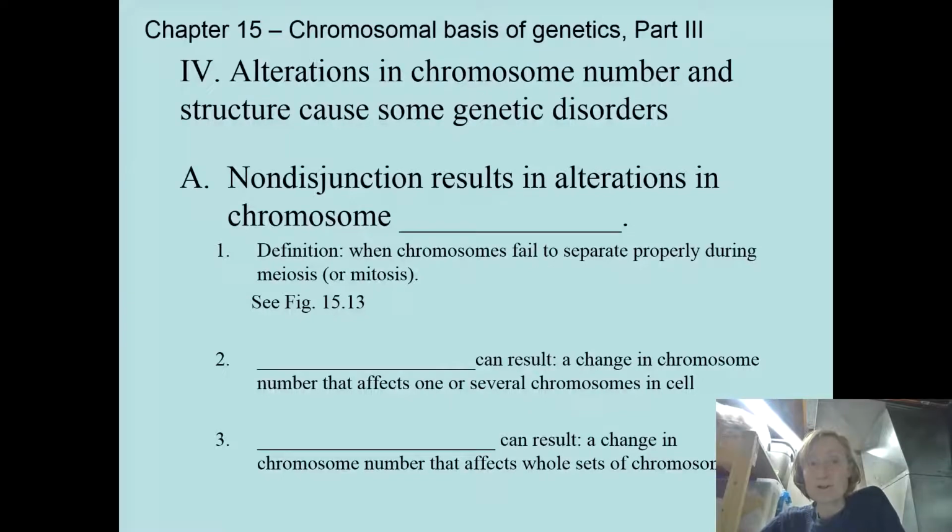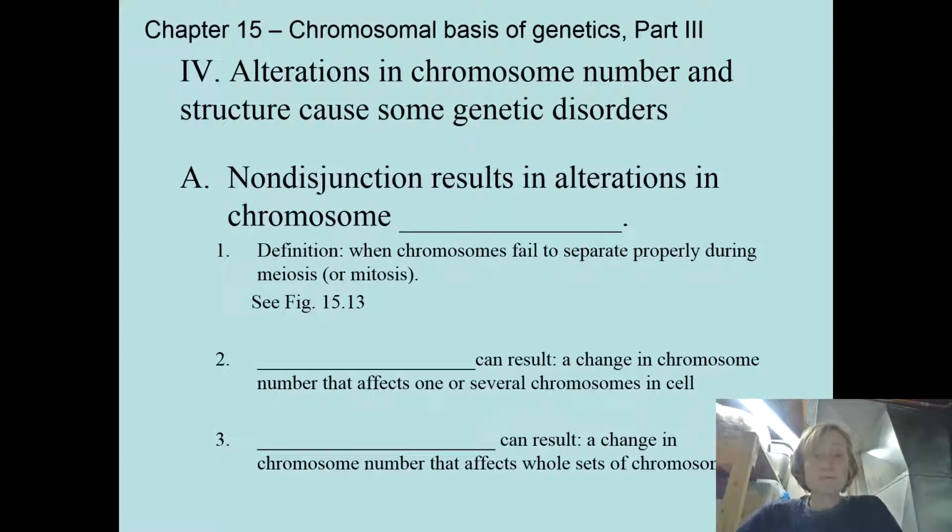So we've covered some sex-linked traits in humans, and now we're going to take a look at how alterations in chromosome number and structure can cause some genetic disorders. This chapter, remember, is the chromosomal basis of genetics. So let's take a look at what happens if there's an alteration in chromosome number.